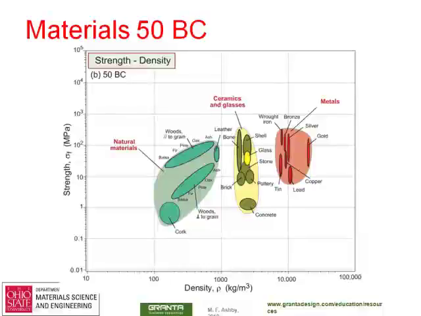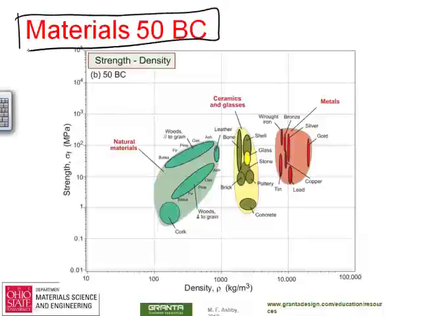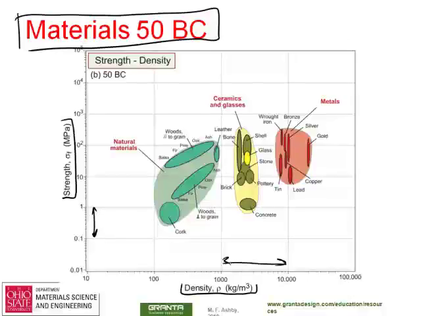And here what we have are the universe of available materials back in 50 BC, where on this axis we plot strength. On a logarithmic scale, you see orders of magnitude going this way. On this axis, plot density. Again, one order of magnitude going this way. And this was what was available back then.